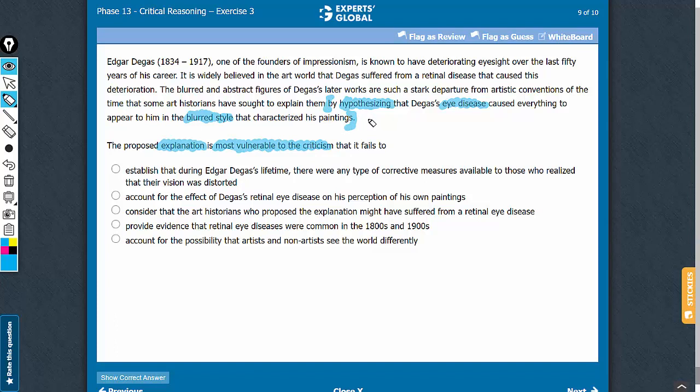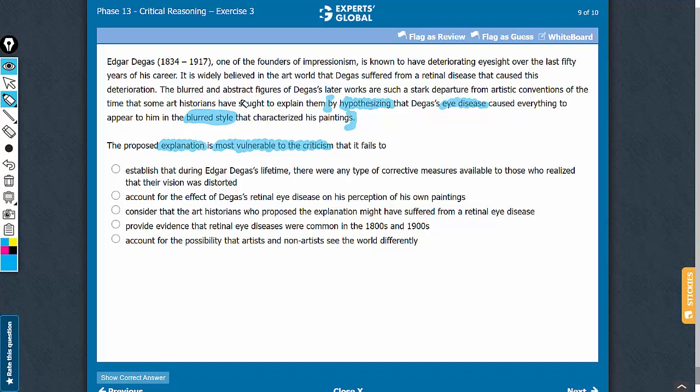So before moving into the answer choices, what is our broad expectation from the correct answer choice? We know we need to weaken this explanation, and the biggest weakness I see in this explanation is that if everything appeared blurred to him, then even his paintings, which were blurred, would appear more blurred to him. So why didn't he notice that? Imagine if normal things appear blurred to him, then blurred things would appear even more blurred. So why didn't it occur to him that he's painting blurred?